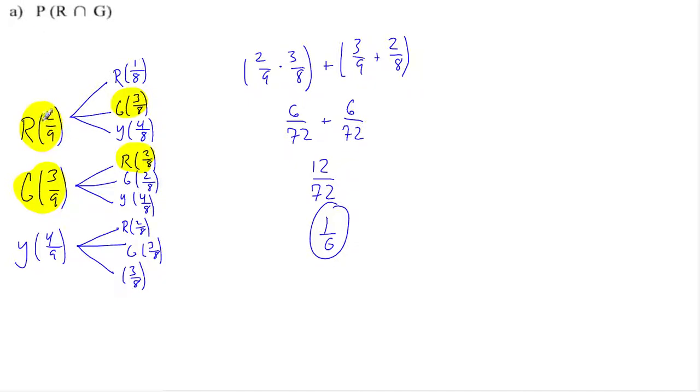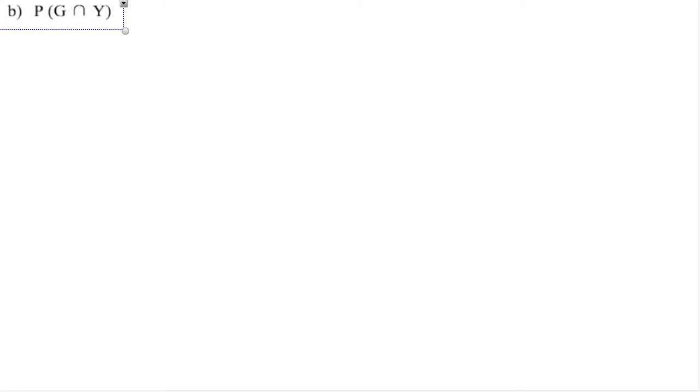But the key takeaway for this is that we have to multiply these respective probabilities to get the overall probability. And then once I find those individual pieces, I add them together. So let's try this one out.